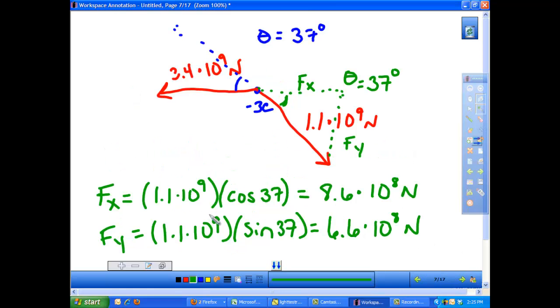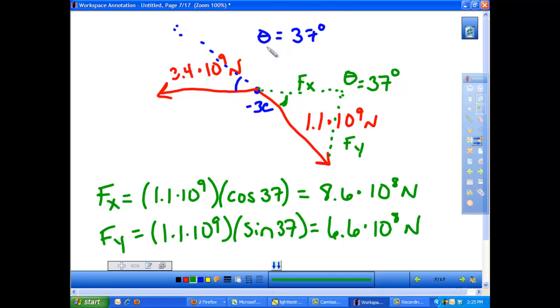So if I redraw my picture with my forces labeled, I've got my 3.4 times 10 to the 9th going horizontally, and then I've got my 1.1 times 10 to the 9th going diagonally. Now we learned before when we talked about forces, we can't add these together unless they're traveling in the same direction, or if they sit at right angles to each other. So if I can take this angled force and split it into its x and y components, I can add that to my already existing horizontal force here.